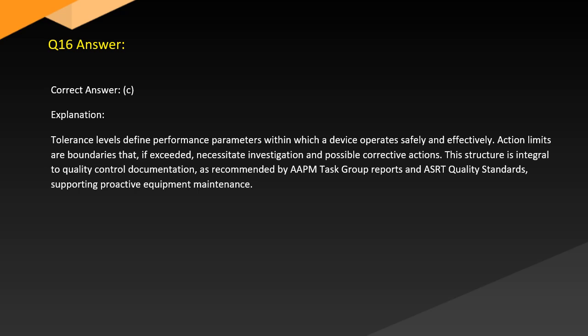Answer. Correct answer C. Explanation. Tolerance levels define performance parameters within which a device operates safely and effectively. Action limits are boundaries that, if exceeded, necessitate investigation and possible corrective actions. This structure is integral to quality control documentation as recommended by AAPM task group reports and accreditation quality standards, supporting proactive equipment maintenance.